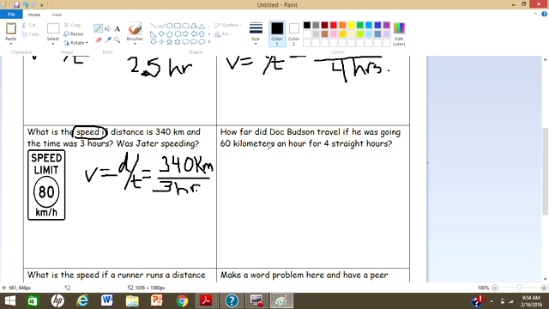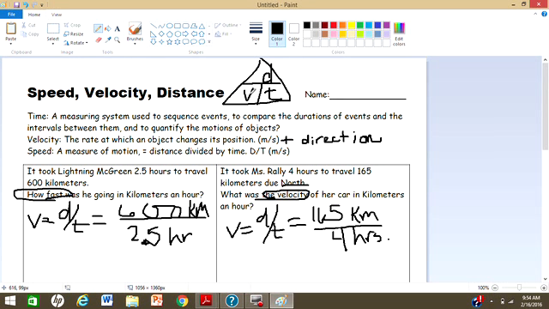Hey, you should be back for this question. How far did Doc Budson travel if he was going 60 kilometers an hour for 4 straight hours? So now, how far? So when we go back and look at the parts of our formula, velocity or speed, distance, and time, we are now looking for distance. So distance equals V times T. When they're next to each other, you multiply. When they're over each other, you divide. So we're looking for D.